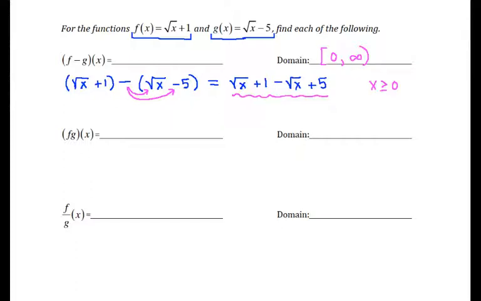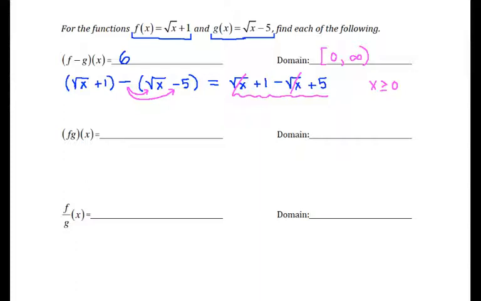Even though when I simplify it, I see that those two square root of x terms actually drop out, and I end up with just 1 plus 5, which is equal to 6. So this is a constant function, but it has a restricted domain, which we wouldn't expect from a constant function.